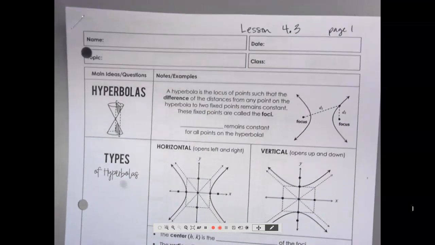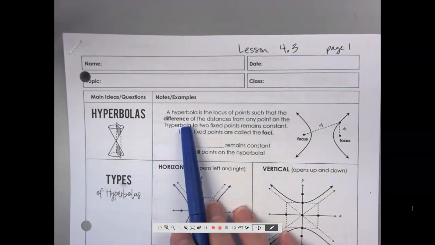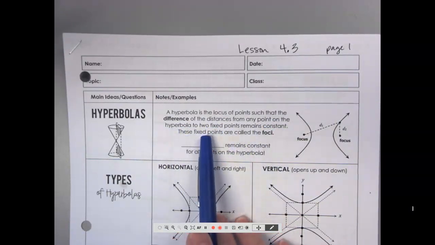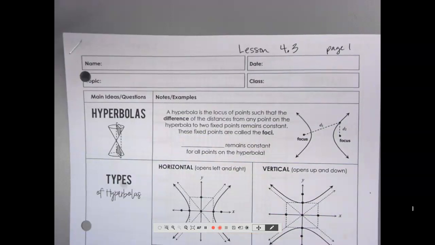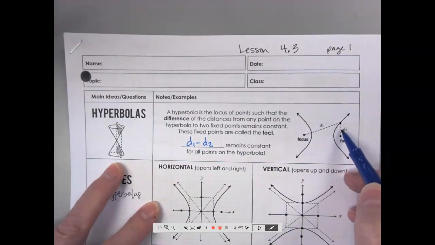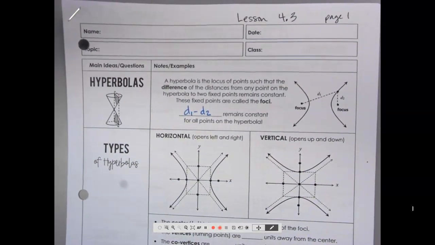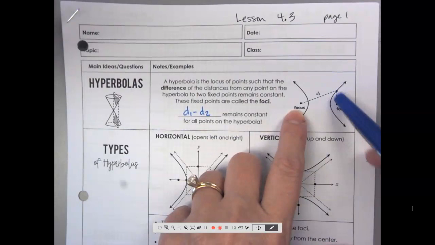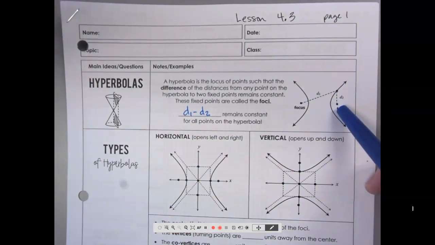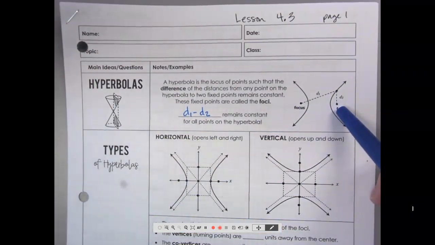Alright, so let's go to our notes. A hyperbola is the locus, means location of points, such that the difference of the distances from any point on the hyperbola to two fixed points remains constant. These two points are called the foci, just like with ellipse. D1 minus D2 in that picture, this distance minus this distance, remains constant for all points on the hyperbola. So if you'll remember with an ellipse, those two distances from foci were the same if you added them. These are the same if you subtract them for a hyperbola.